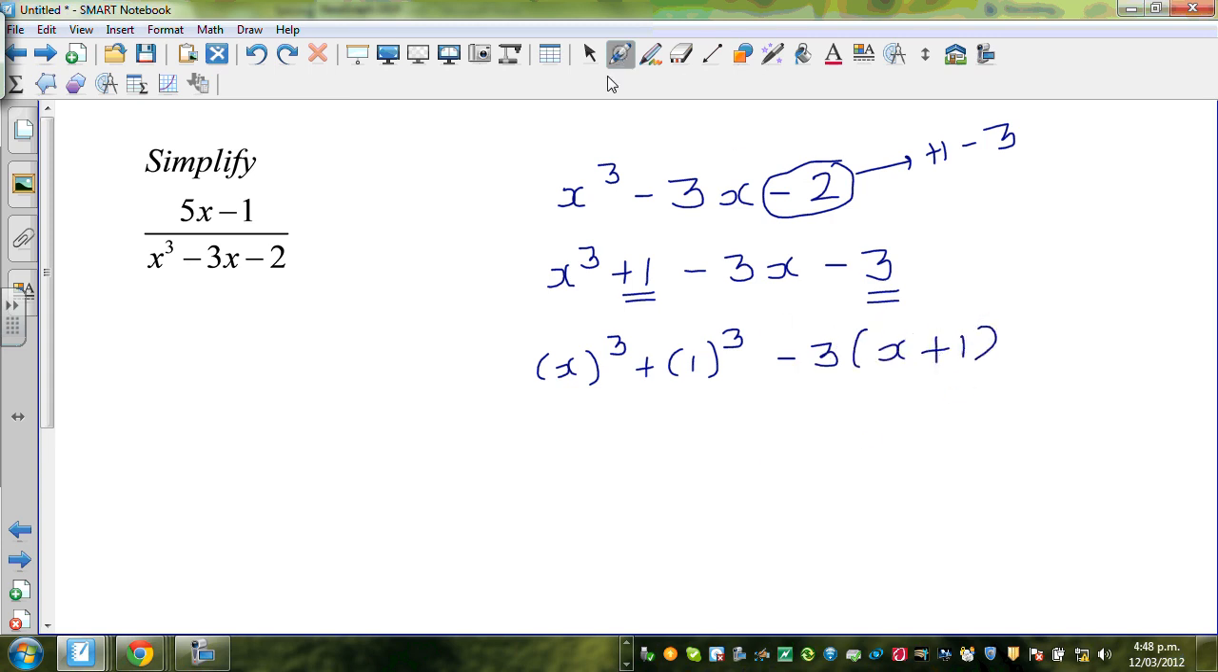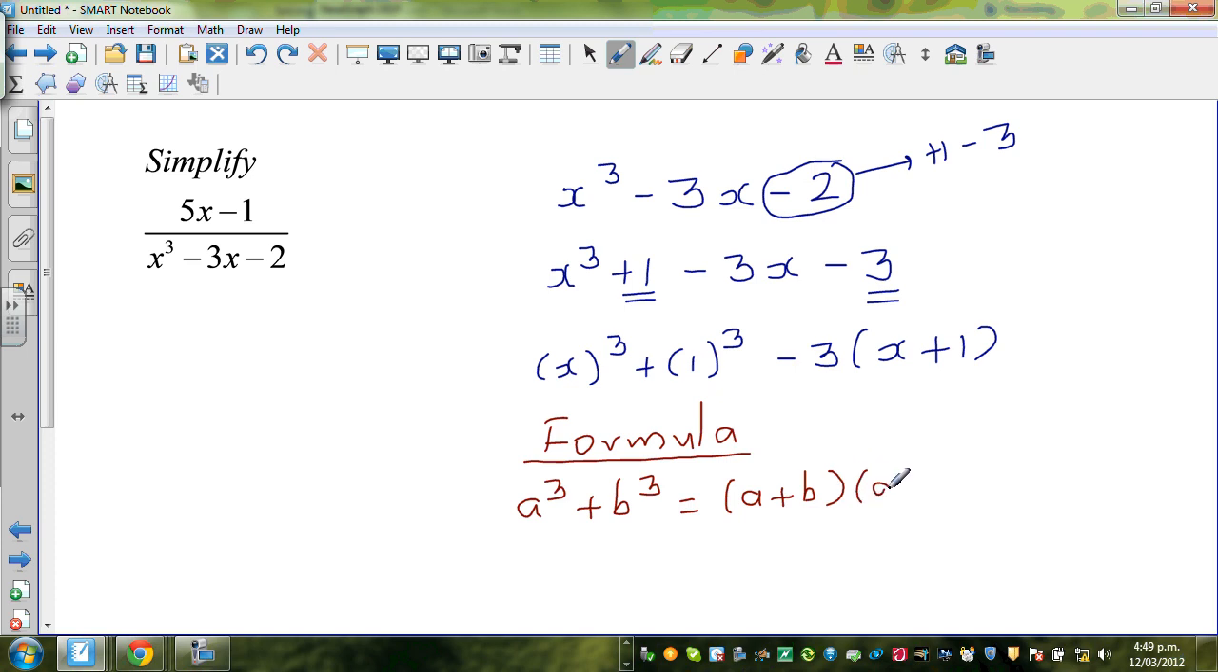I'm going to write a formula which you may not be aware of. This is a very useful formula, and you can check the formula out by expanding. So the formula is like this: a cubed plus b cubed is equal to a plus b times a squared minus ab plus b squared. So this is the formula. If you don't believe me, expand this out, you'll get this.